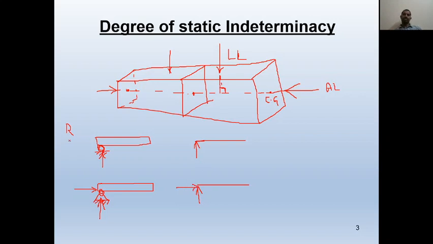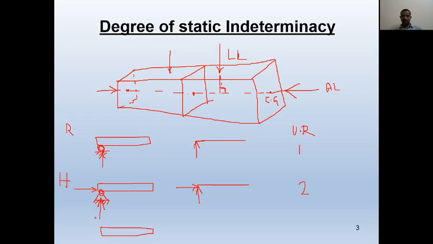So here if you observe, for a roller the number of unknown reactions is 1, but for a hinged joint it is 2. So we have two unknowns particularly for a hinged joint, right? And if you consider a fixed support, it is something like this.